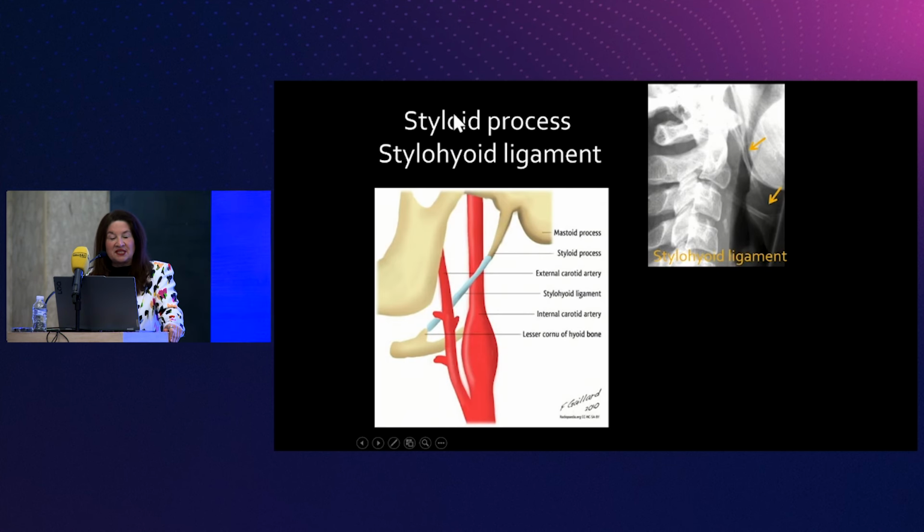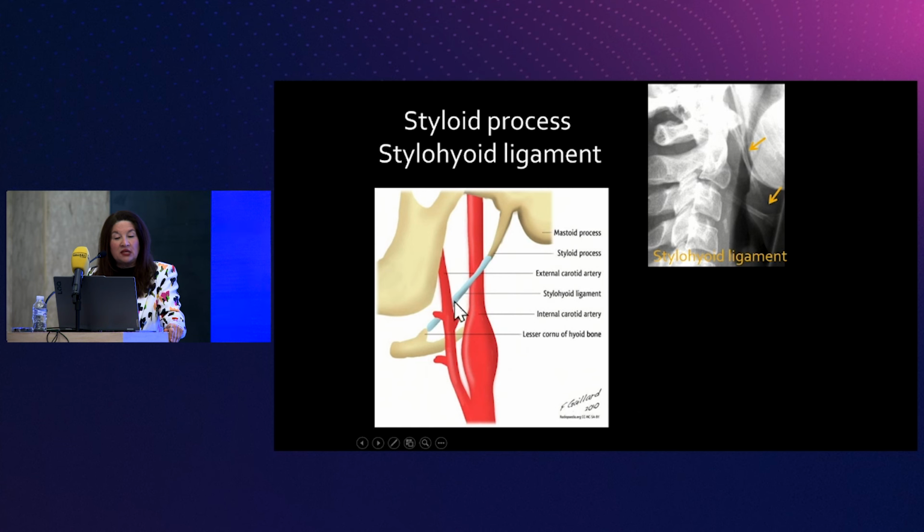So it is important. I see this happen about 3 times a year where the stylohyoid ligament is interpreted instead of the retained foreign body. This is the mastoid process, the styloid process. The stylohyoid ligament runs between the internal and external carotid artery to insert on the lesser cornua of the hyoid bone. And this may ossify or calcify. It's important to recognize that it goes to the anterior third of the hyoid bone.